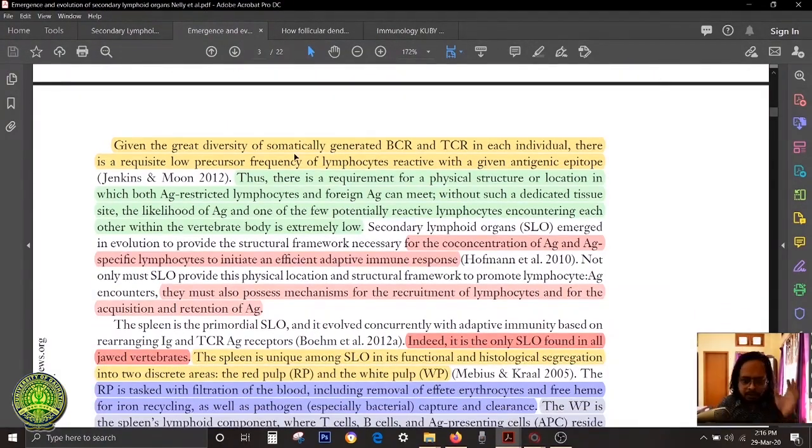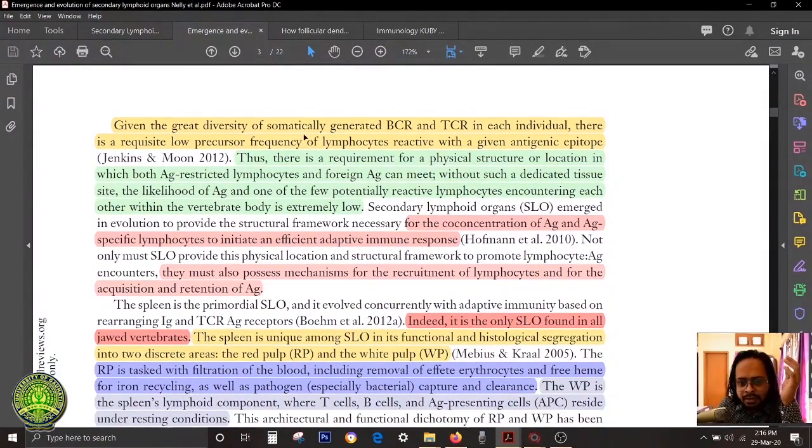So what does a secondary lymphoid organ do? As in this particular paper, look at this. Given the great diversity of somatically generated BCRs and TCRs, these are B cell receptors and T cell receptors, in each individual, there's a requisite low precursor frequency of lymphocytes relative to a given antigenic epitope. Now, whenever we talk about antigens, any pathogen will have definite antigens, and antigens have epitopes. These epitopes are identified by paratopes, or the antigen binding sites.